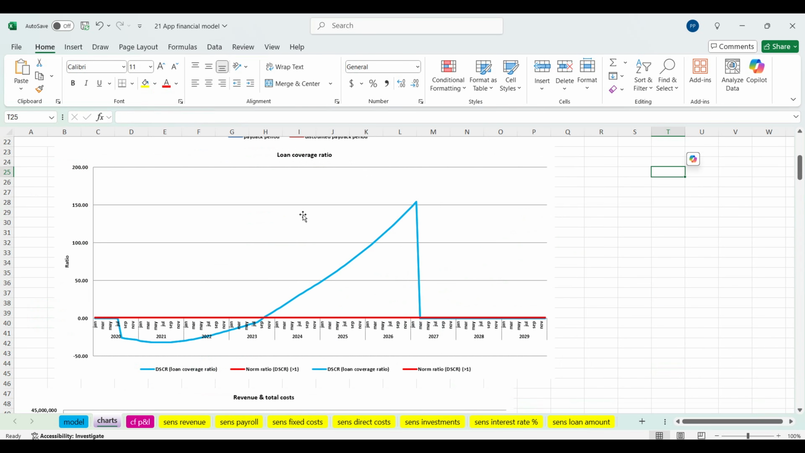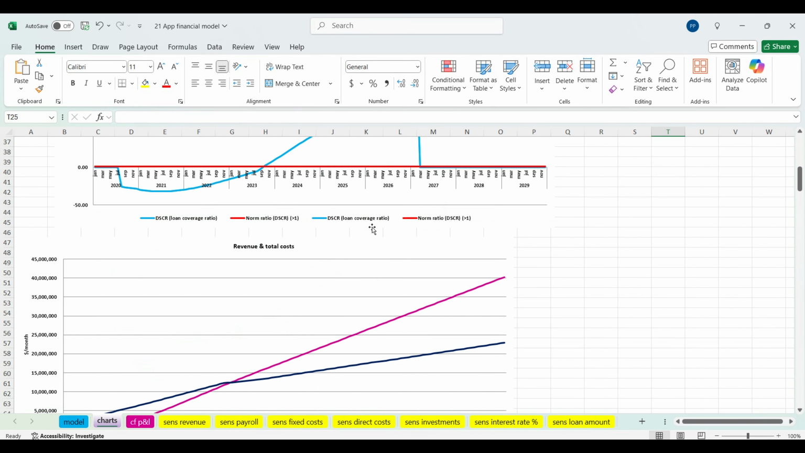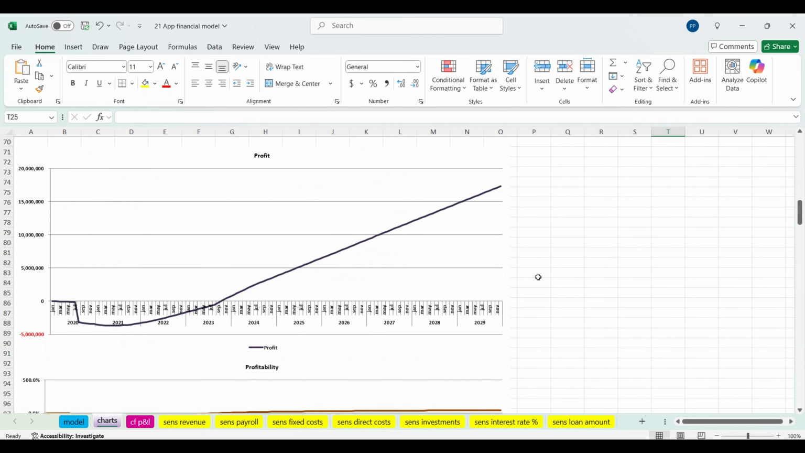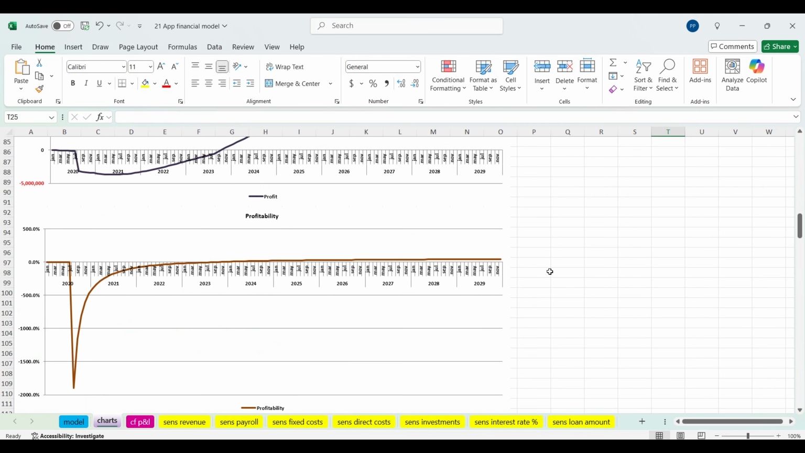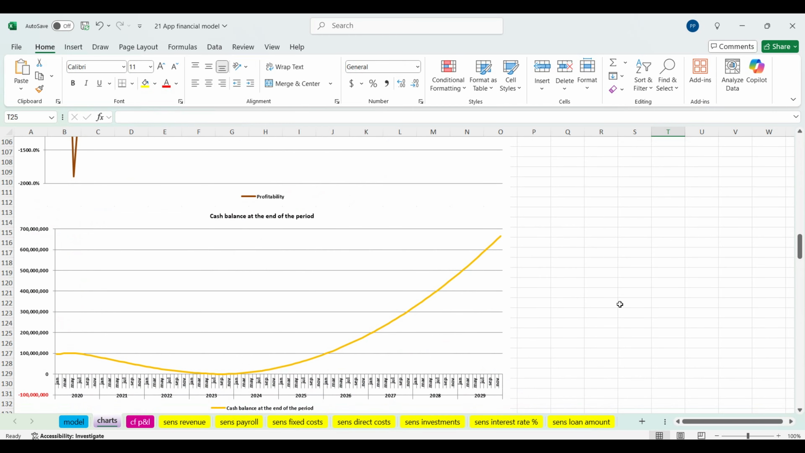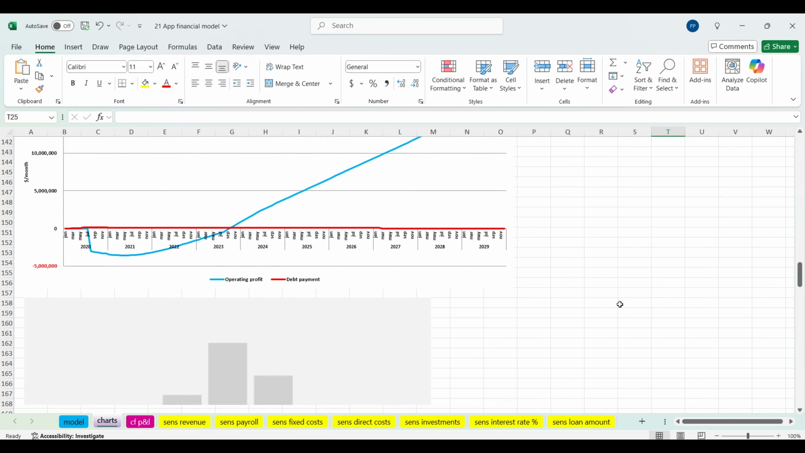The next diagram illustrates the loan coverage ratio monthly. These are the revenues and total costs inside the timeline. This is the profit done monthly, cumulative. This is the profitability monthly, cash balance at the end of the period.